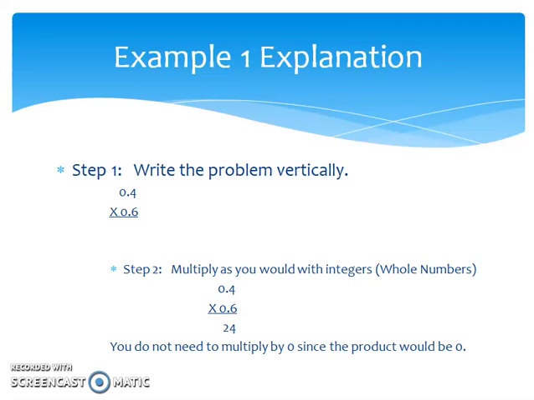As you can see, the first step is going to be to write the problem vertically. So go ahead and write it vertically like this so that it makes it easier for you to see those numbers. And then step 2 says multiply as you would with integers or whole numbers. So let's go ahead and do that multiplication. So we have 6 times 4 equals 24. So we're going to go ahead and put 24 down because we have no other numbers to multiply. You don't need to multiply the 0 since the products are going to be 0 anyway. So go ahead and get your answer for 6 times 4, which is a basic multiplication fact. And then we're going to move to the next step where we're going to decide where to place our decimal.